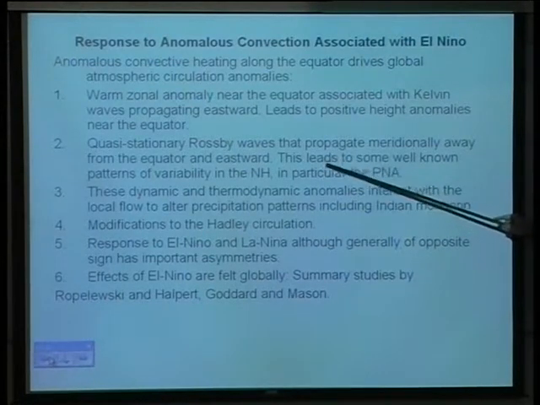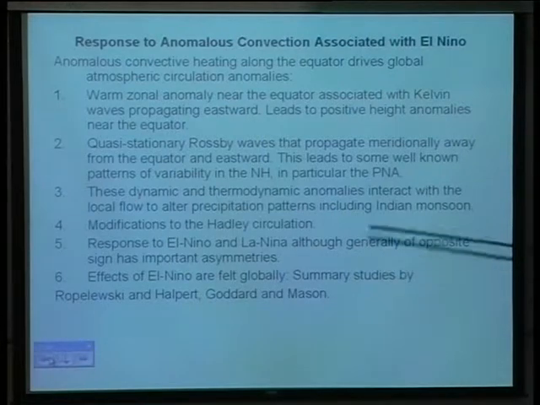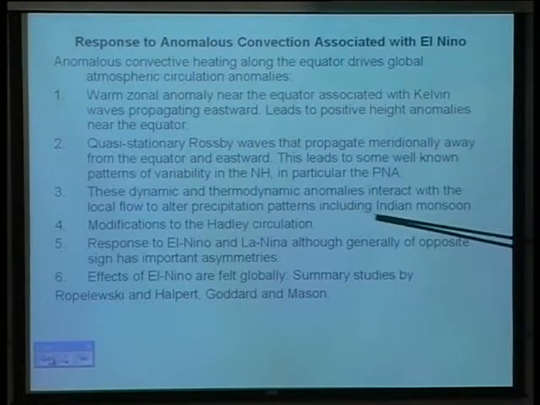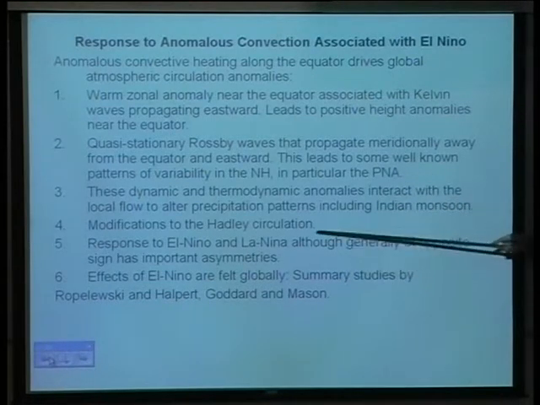The most famous of these is known as the Pacific North American pattern, and this is why, for instance, California and the southeastern U.S. are strongly connected to El Nino because of this stationary Rossby wave propagation. And these dynamic and thermodynamic anomalies that are being driven in the upper atmosphere will affect the precipitation, including places like the Indian monsoon, as well as the near-surface air temperature. This will also modify the Hadley circulation.